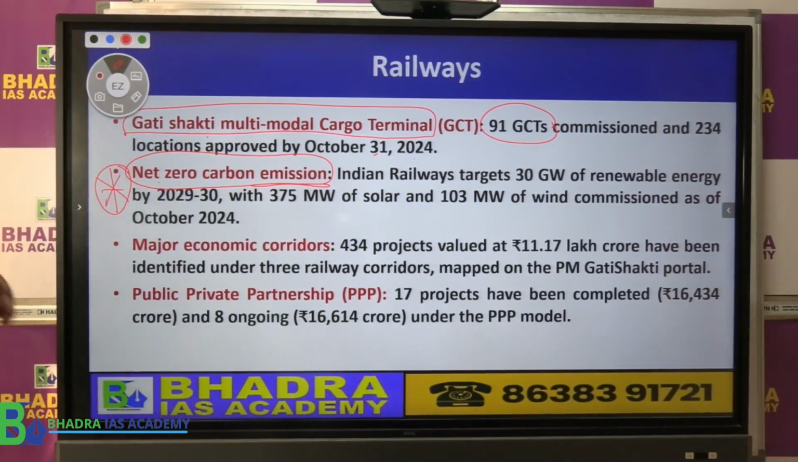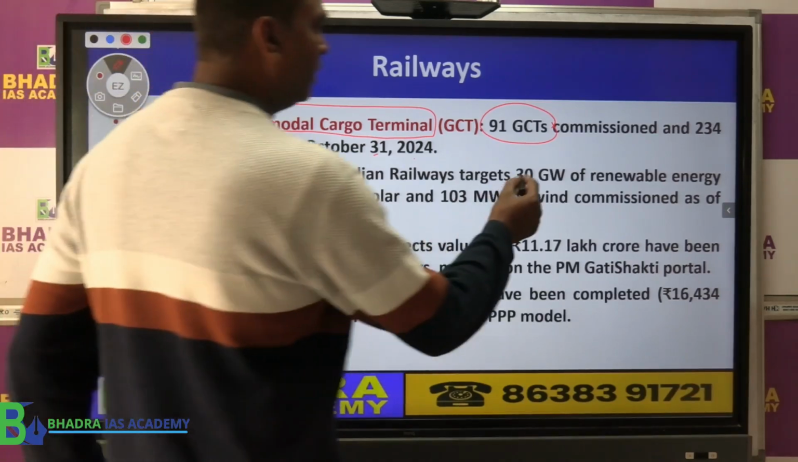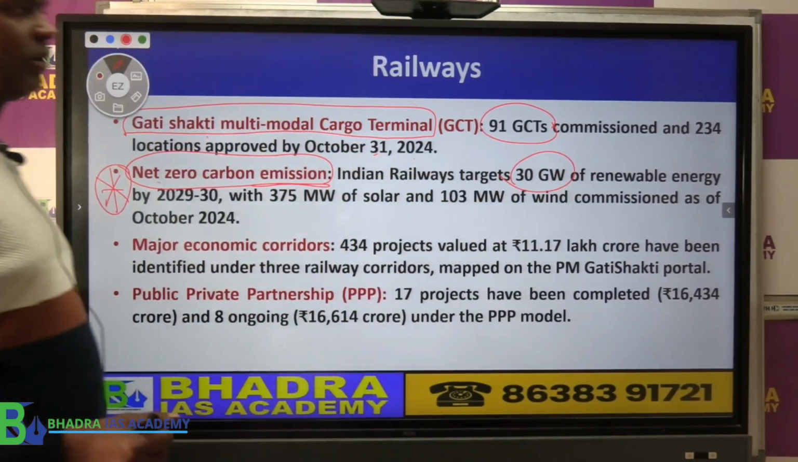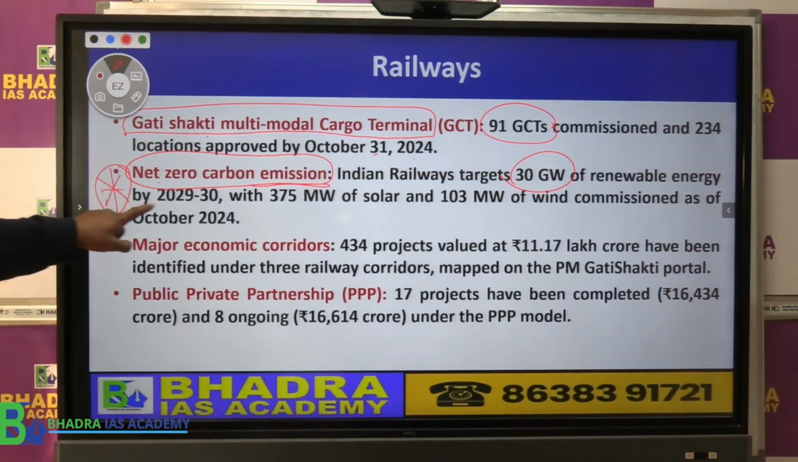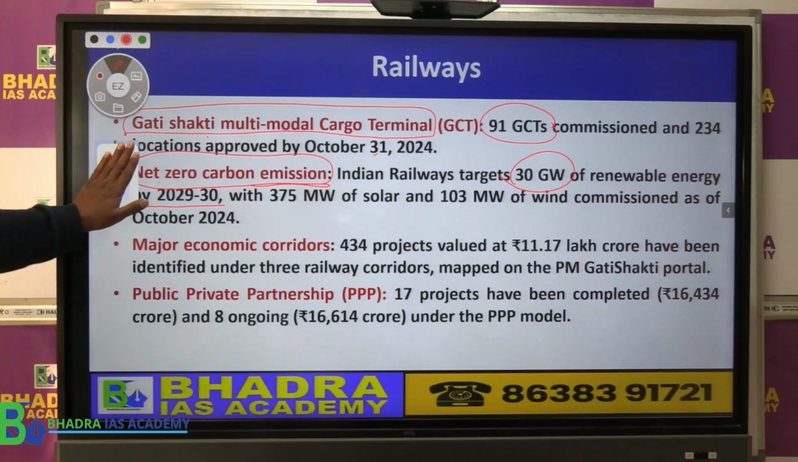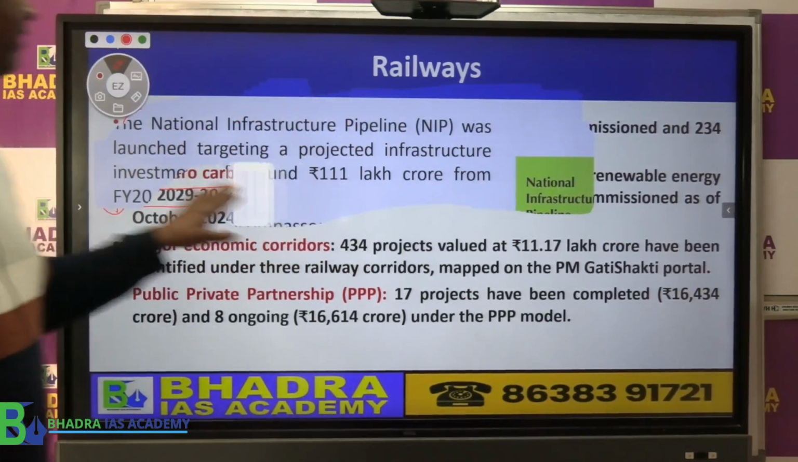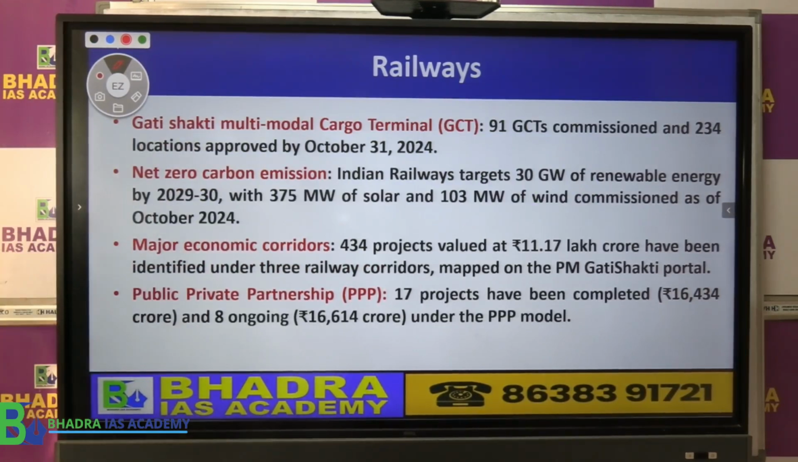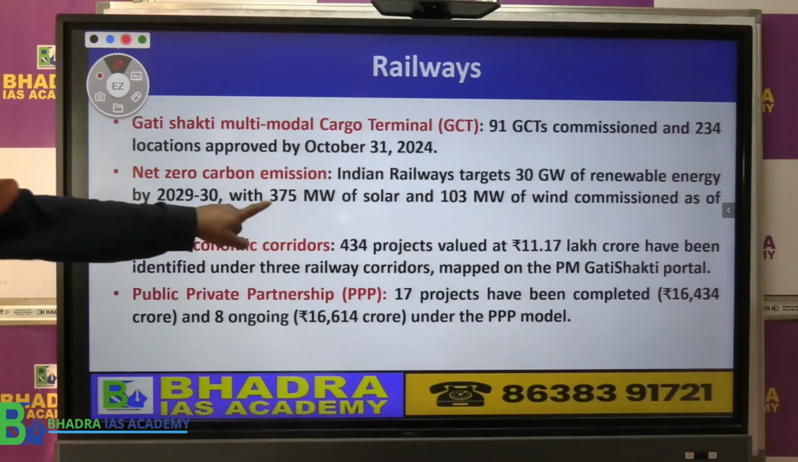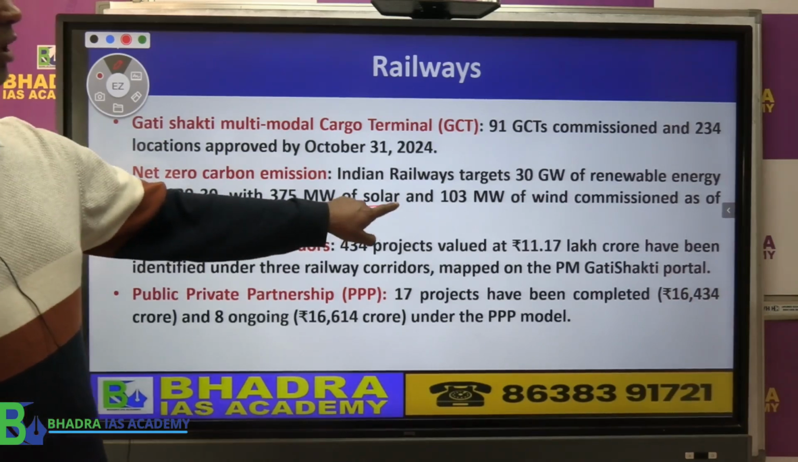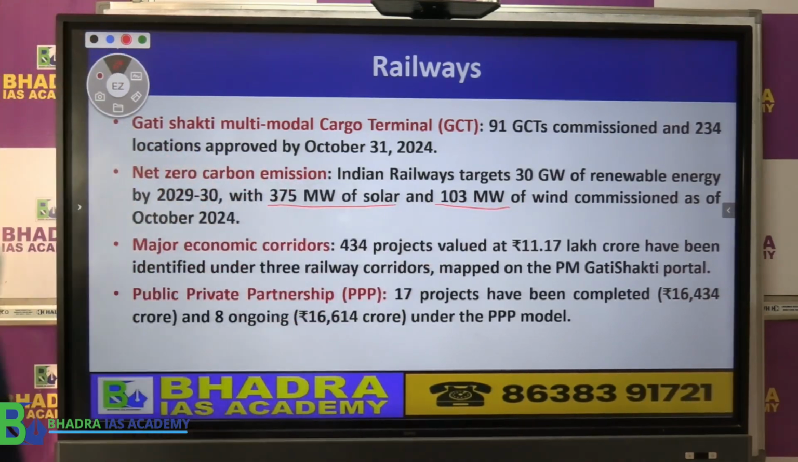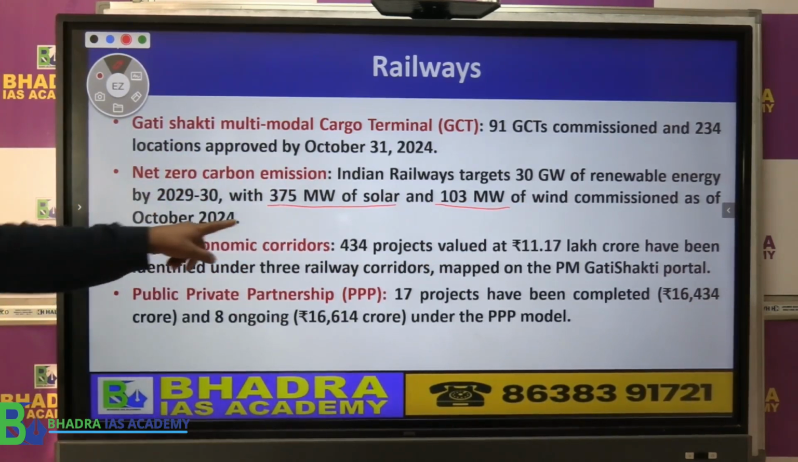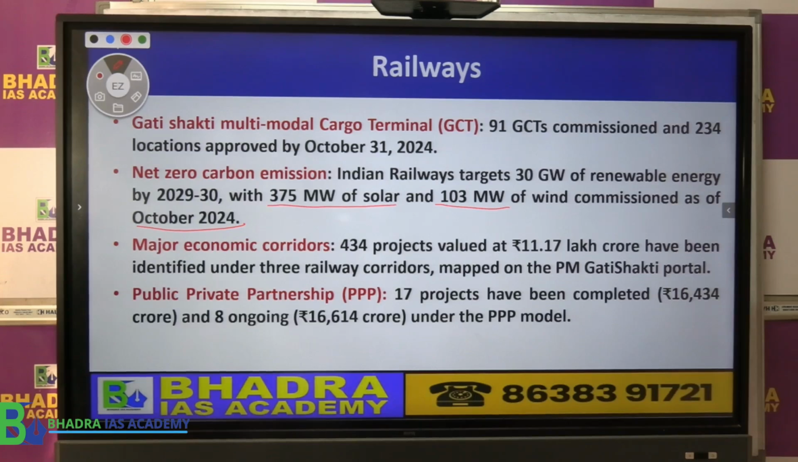The Indian Railway actually targets 30 gigawatts of renewable energy by 2029-30. That means in another 5 years' time they are targeting about 30 gigawatts of renewable energy, with 375 megawatt of solar and 103 megawatt of wind already commissioned by the government till October. So you can just keep this in mind for the prelims point of view.